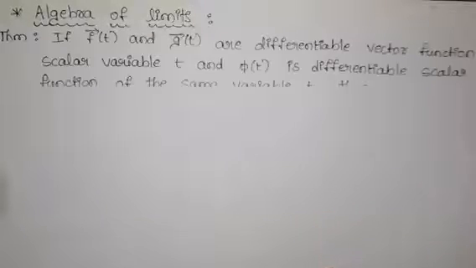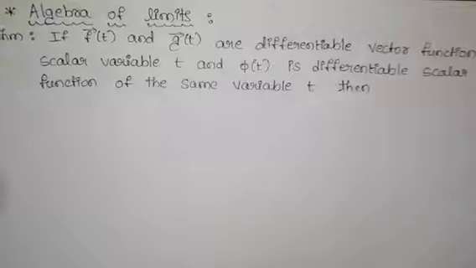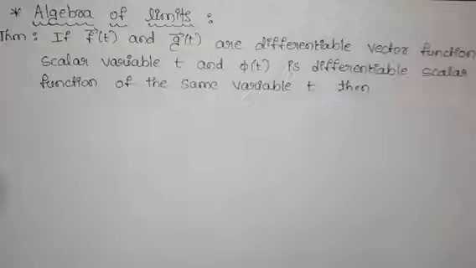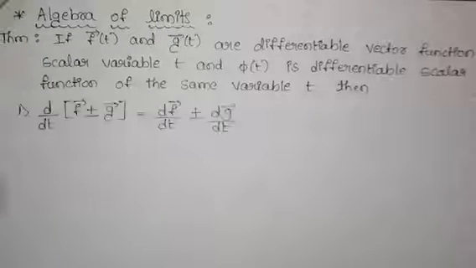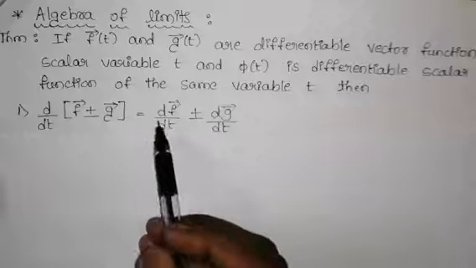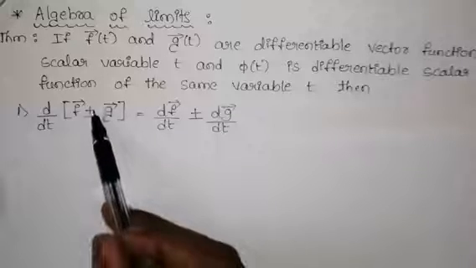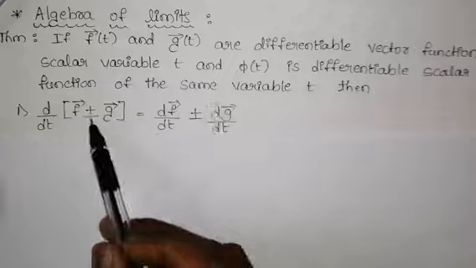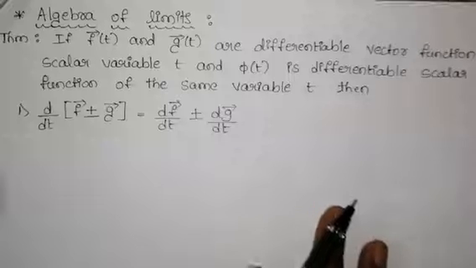So consider the theorem. If vector f of t and vector g of t are differentiable vector functions of scalar variable t, and pi of t is a differentiable scalar function of the same variable t, then d by dt of vector f plus or minus vector g gives vector df by dt plus or minus vector dg by dt. There are two operations, addition and subtraction. If you solve the first condition, addition, you can easily solve the second one, that is subtraction.